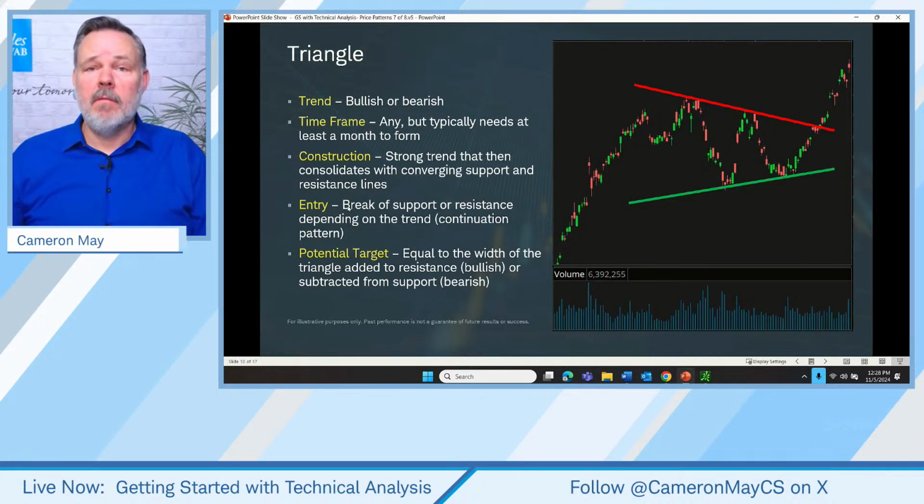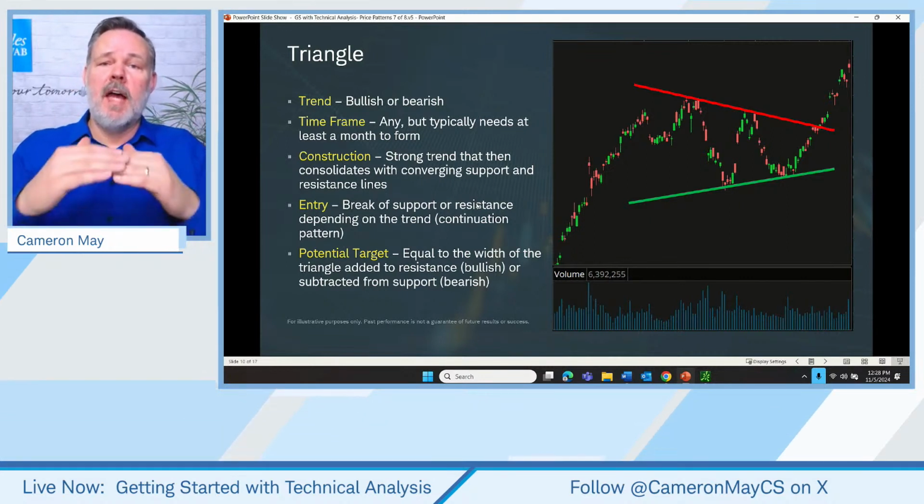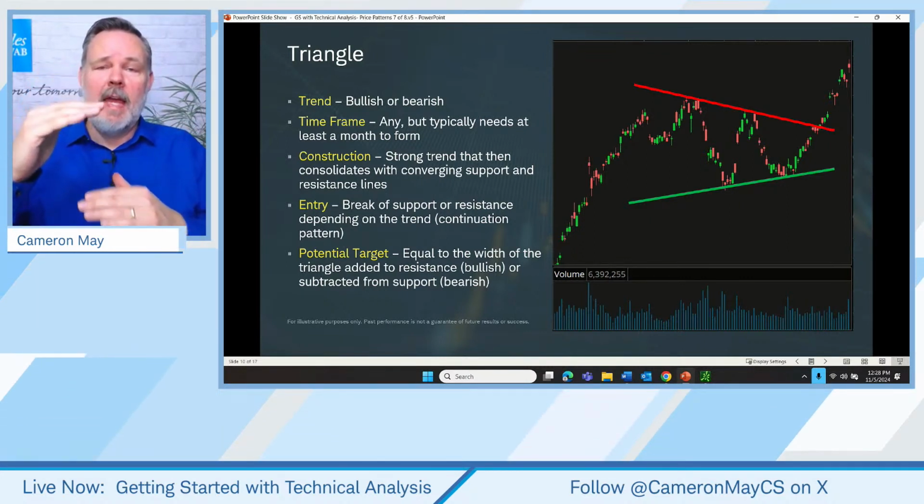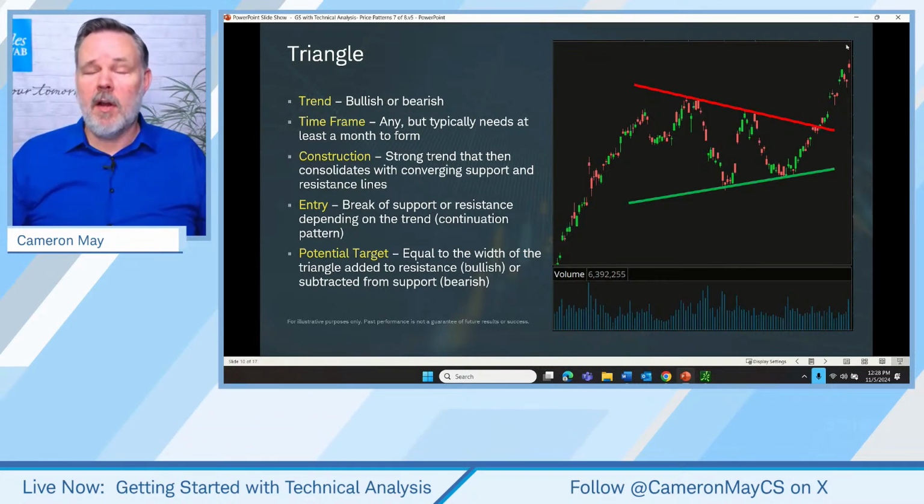So when do we enter? Well, the trader might look for a break of resistance in the case of a bullish trend, or a break of support in the case of a bearish trend. So break of support or resistance, depending on the trend, this just being a continuation pattern. And then how is the target established? Same way as a flag, same way really as just about any price pattern. We look at the height of the pattern and attach that to the breakout point. So in this case, our height might be here, and we would attach that to this breakout point here to project the target to the upside.